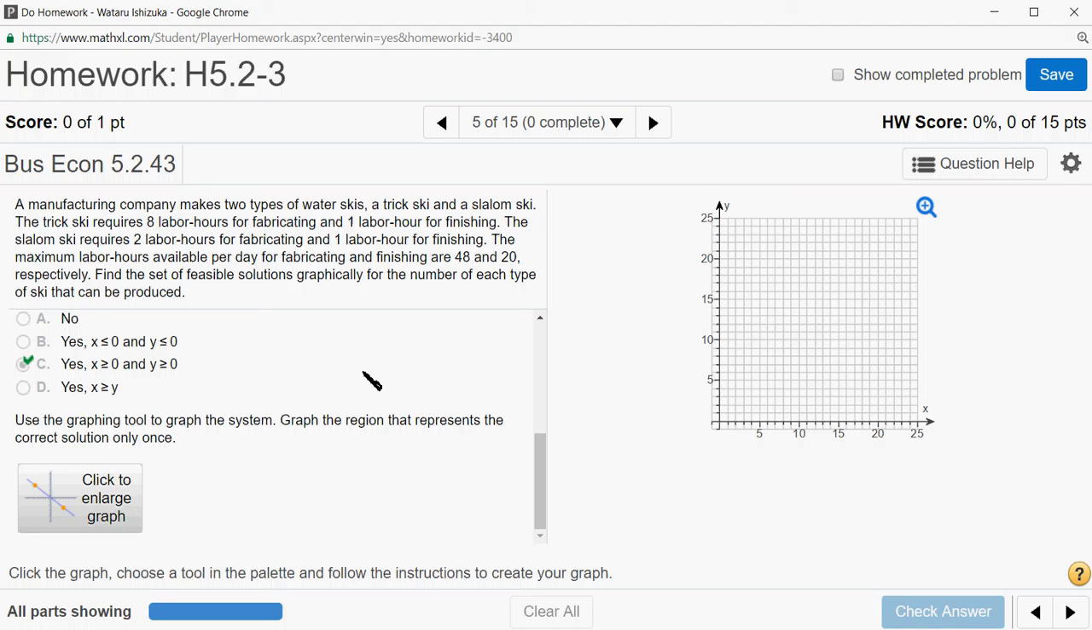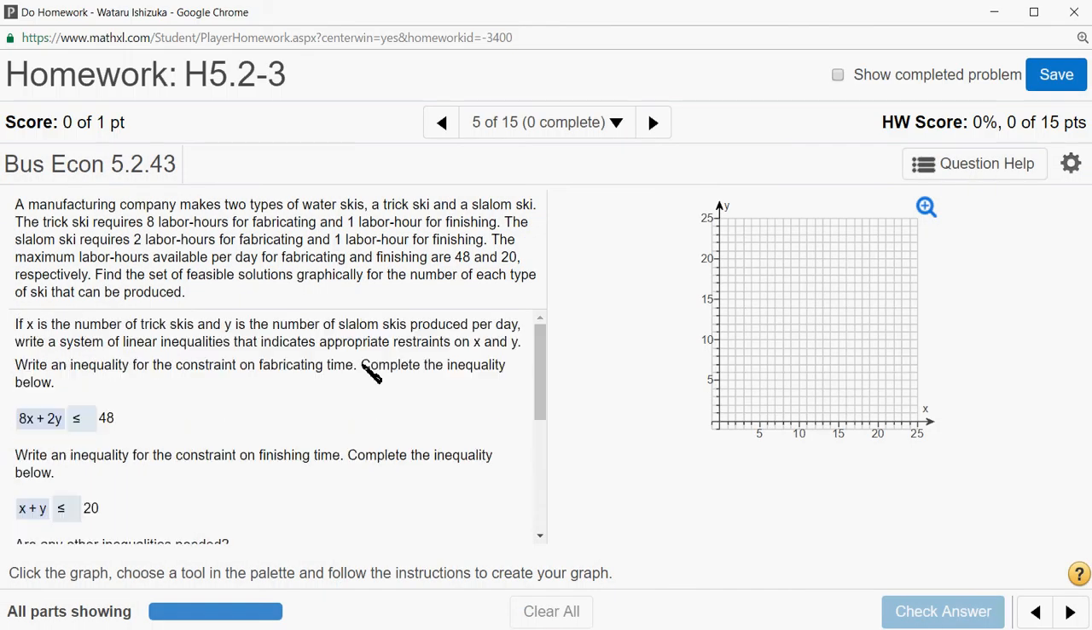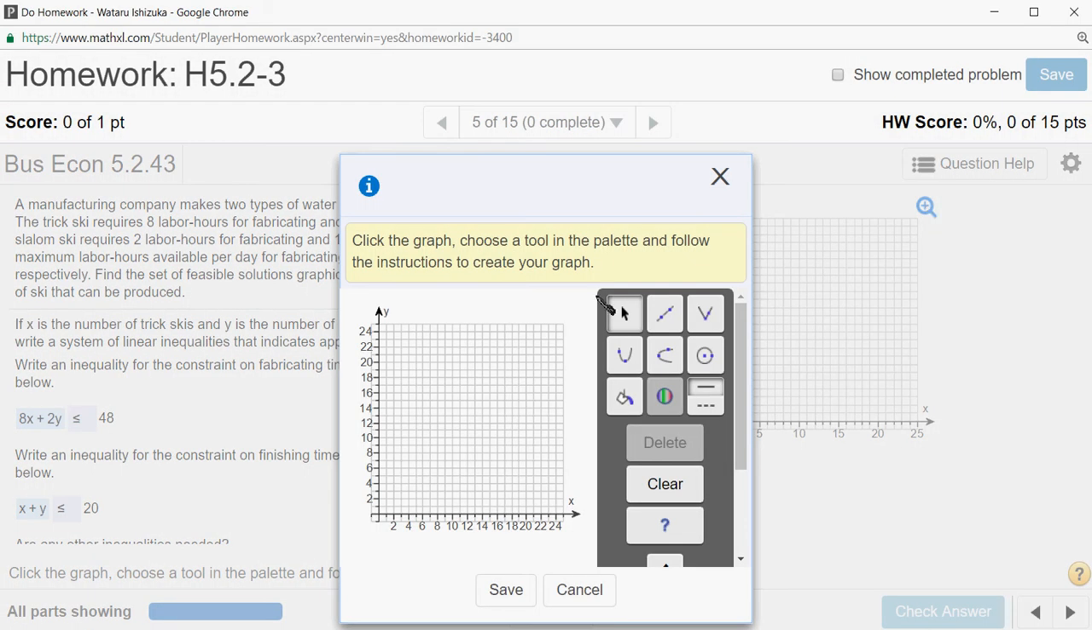Then it says to use the graphing tool to graph the system, and the graph region represents the correct solution only once. So here, click here. What we want to do is sketch the first equation. Actually, I have to close this so that I can see the equation. So maybe I'll click this one. That would work. The first equation is 8x plus 2y less than or equal to 48.